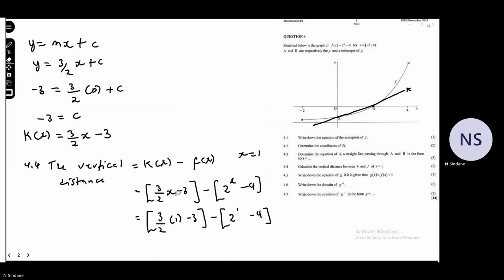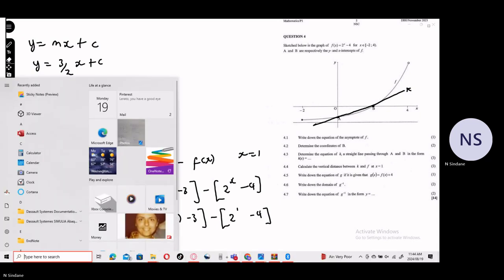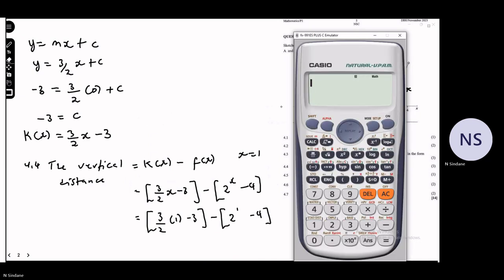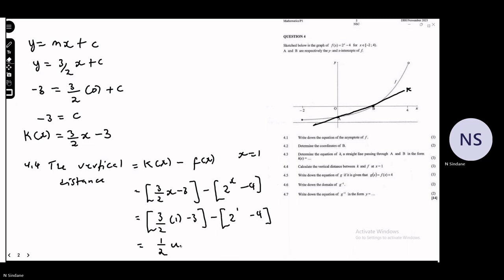Then on our calculator, I'm going to put in bracket 3 over 2 into 1 minus 3 close bracket, minus 2 to the power 1 minus 4. So my distance is 1 over 2 units. That is the vertical distance between k of x and f of x. Right? Let's move to the next question.